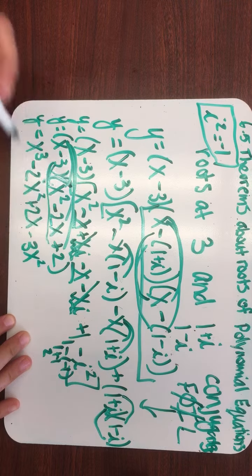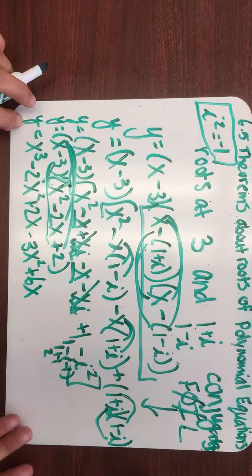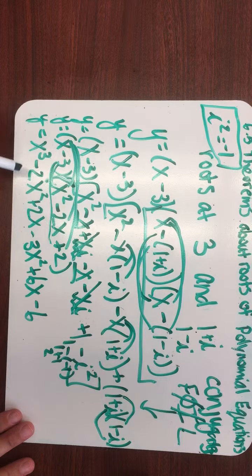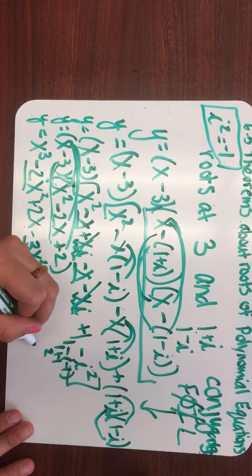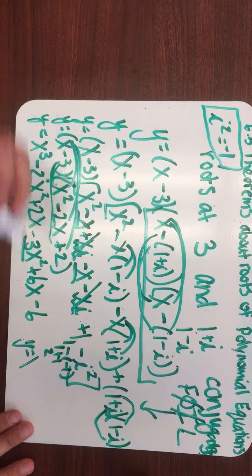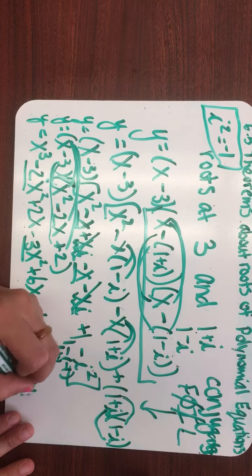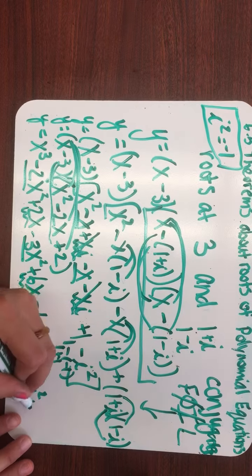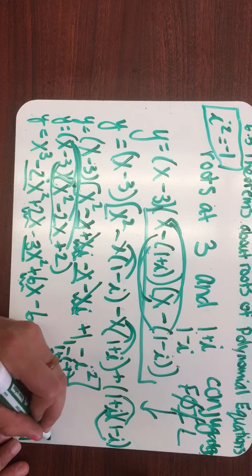-3x squared plus 6x minus 6. And then we just combine our like terms. We have a -2x squared minus a 3x squared. So we have y equals an x cubed. There's no like terms, so x cubed. -2x squared minus 3x squared is a minus 5x squared. A 2x plus 6x is plus an 8x, and then minus 6.